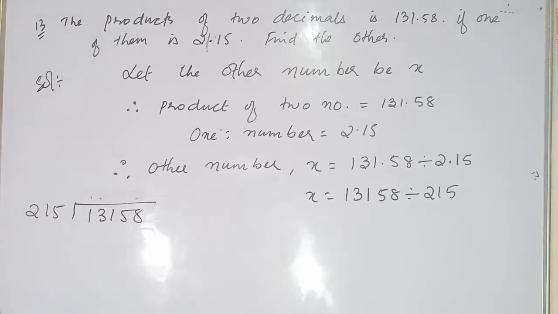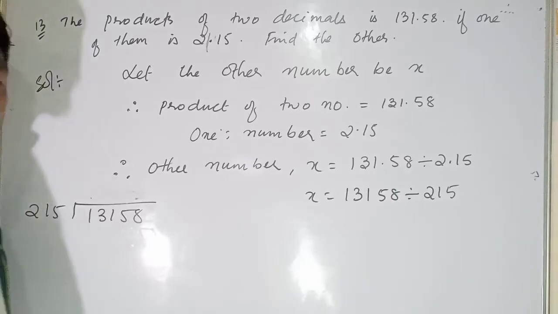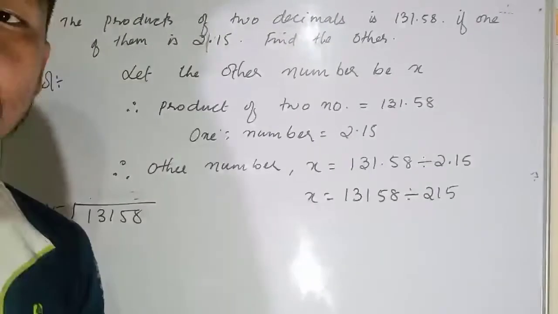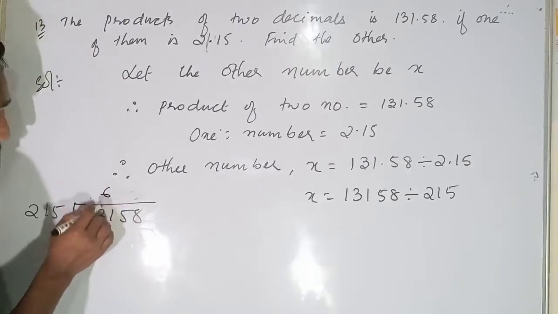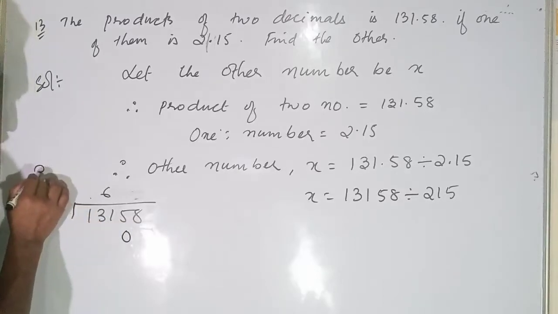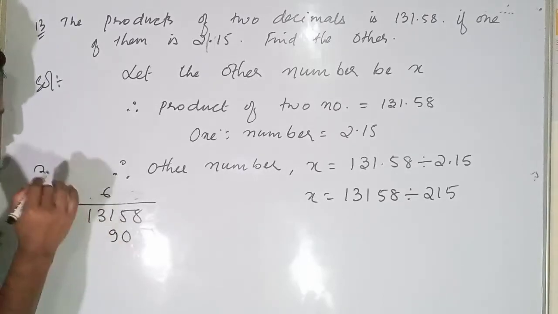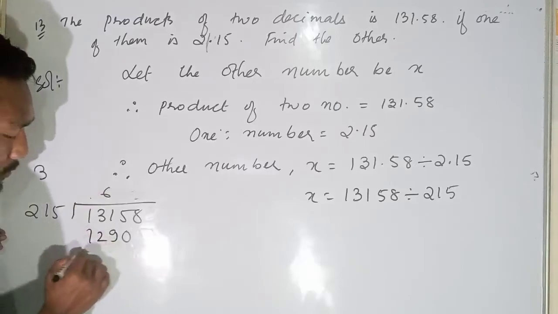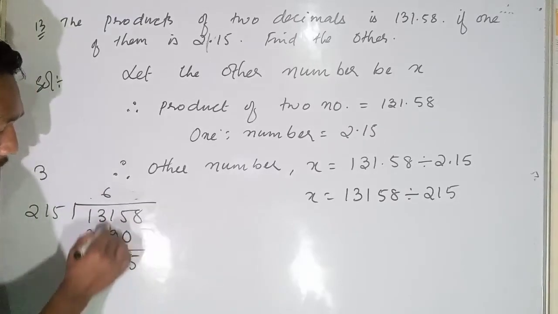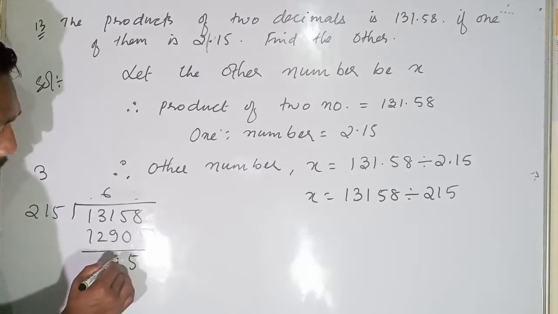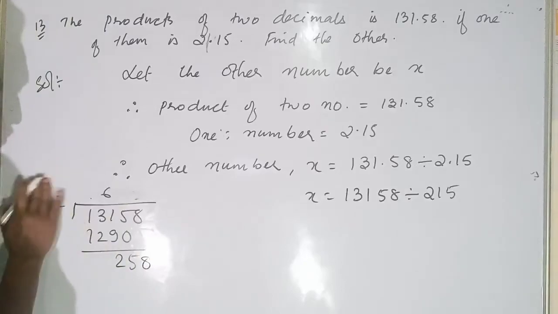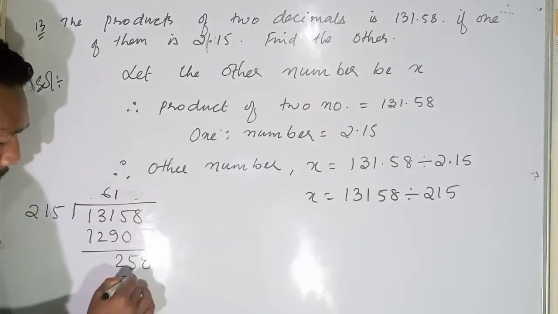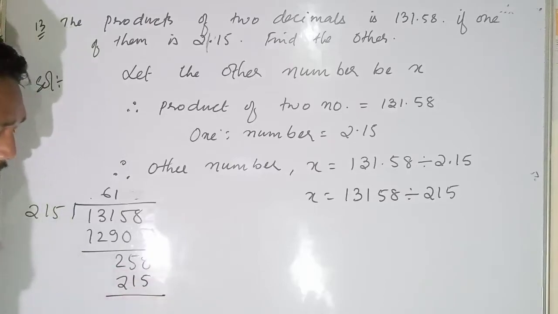215 is very small for 131, so I have to take these three digits. So you try to divide it. If you divide it, you see 6. 6 fives are 30, 6 ones are 6, 6 twos are 12, so 1290. Then subtract, how much is this? 258. Now 6 fives, 6 ones, 6 twos, 1290.